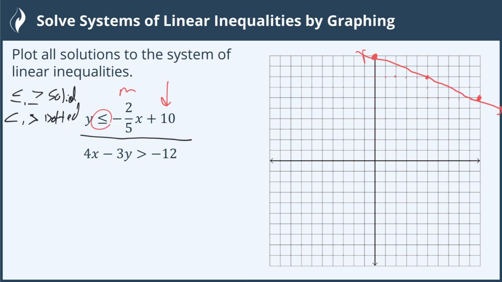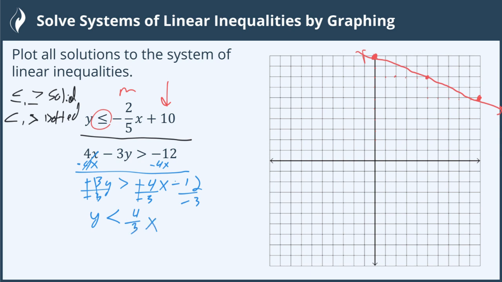Okay, the other one is not solved for y. So we might ought to do a little doctoring first. Let's go ahead and solve it for y and make things easier. Take my 4x to the other side. Negative 3y is greater than negative 4x minus 12. Divide everything by negative 3. When you divide an inequality by a negative, it swaps the inequality. Two negatives cancel. 4/3 x plus 4. Now we're going to graph that.